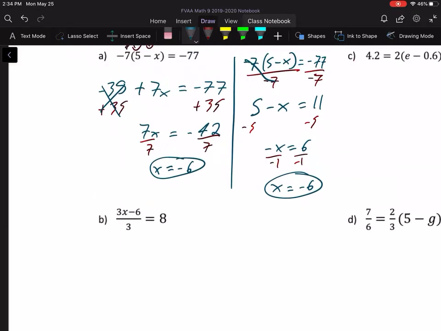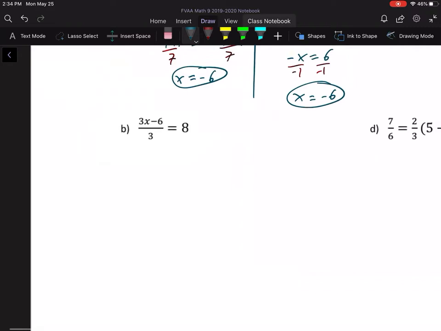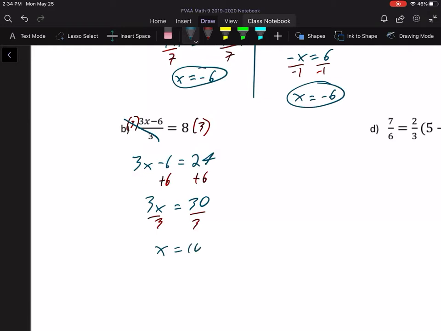All right. This situation here, what we want to do is just multiply that denominator on both sides. So times 3, times 3. That's going to cancel the 3's there, leaving me with 3x minus 6 is equal to 24. And then you're just doing algebra at that point. 3x is equal to 30. Divided by 3, x is equal to 10. Done. All right.